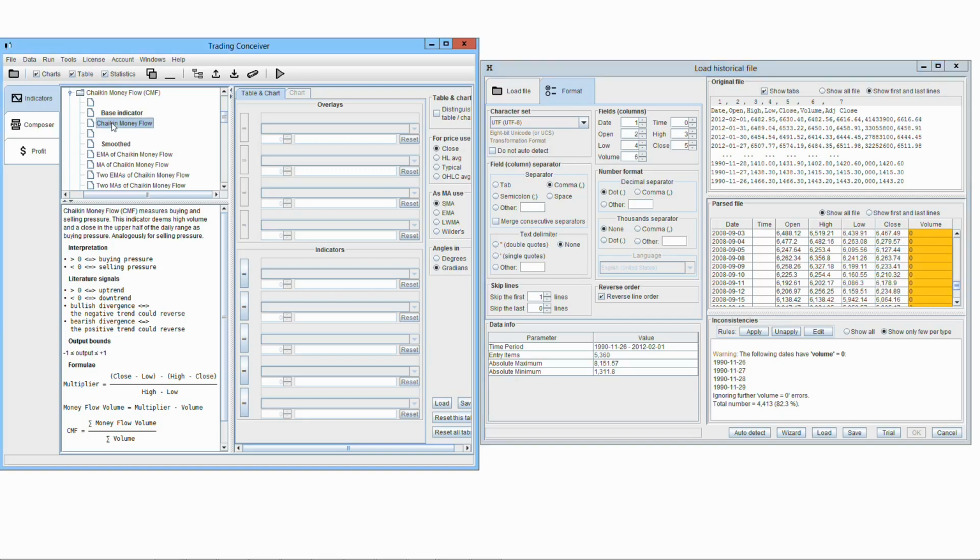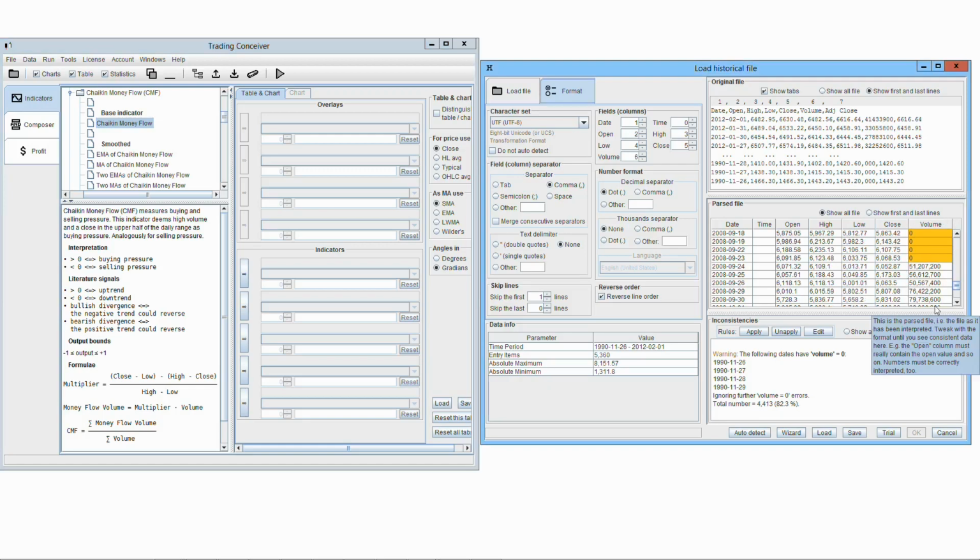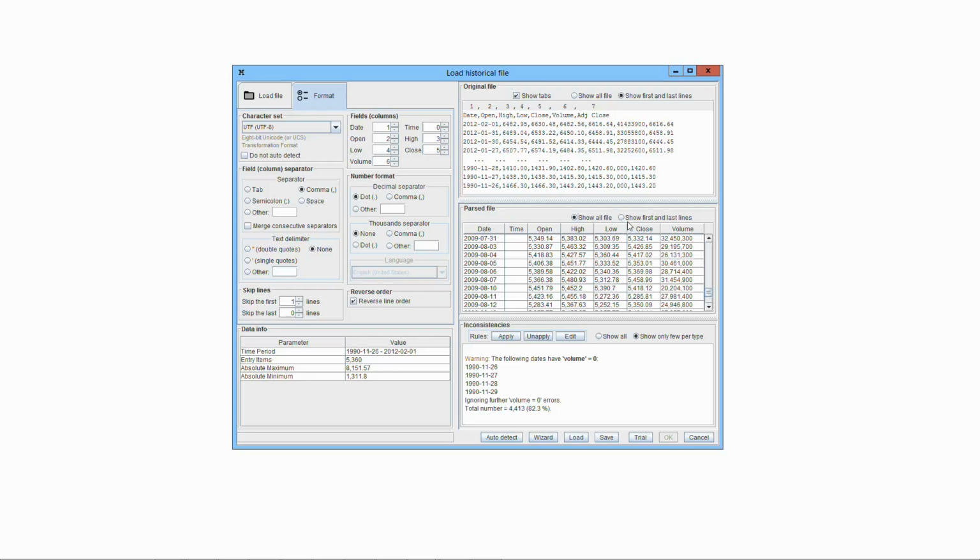For instance, the check-in money flow is based on volume data. If the volume is missing, it simply cannot be computed. Sometimes the volume is missing for older dates, but is present for more recent ones. In that case, you can use volume algorithms. They will start from the date the volume is present. The close price is always present.